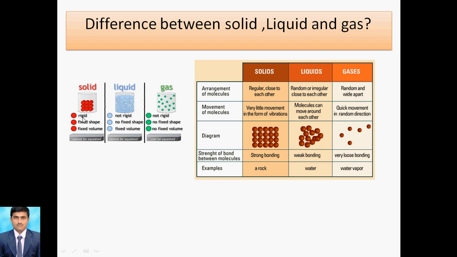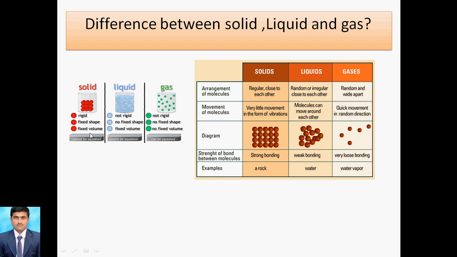Bonding in a solid is closely packed, so that's why it is rigid. In the case of liquids, the molecules are slightly closely packed, so they are slightly rigid, but we can say not rigid. Regarding the gases, a solid has a fixed shape, whereas a liquid has no fixed shape, and here also there is no fixed shape.